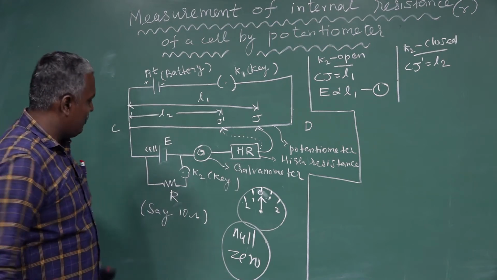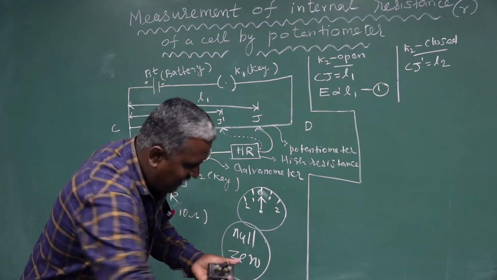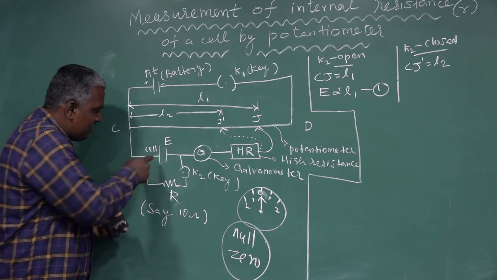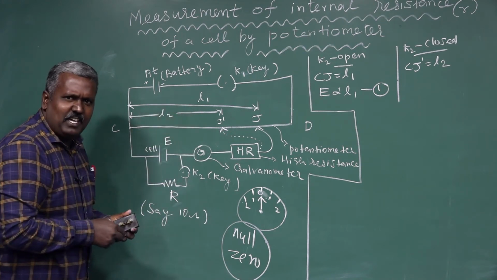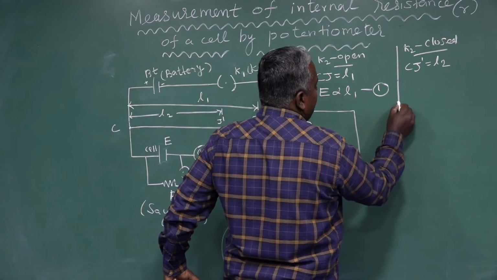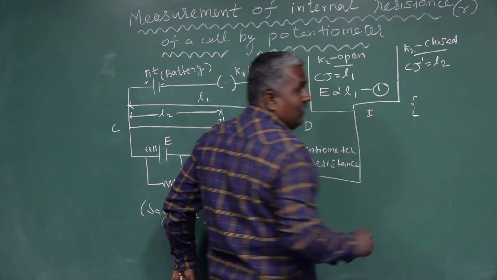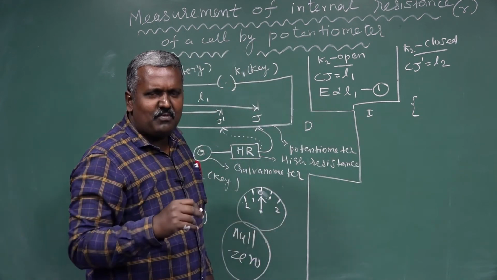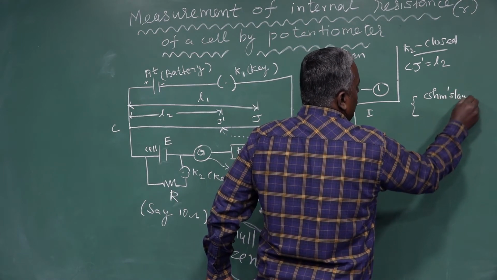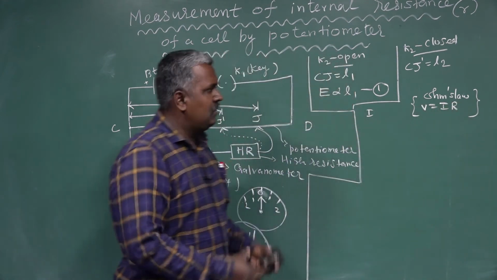At the same time, after the key is pressed, current passes from this cell through the circuit. That is called I. How do you write the basic formula for I? According to Ohm's law, V is equal to IR.